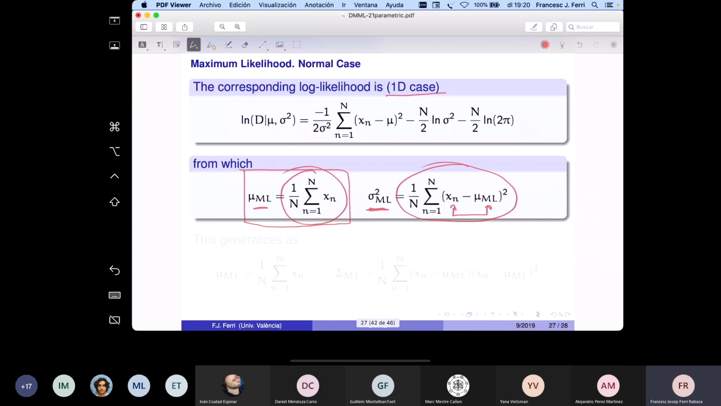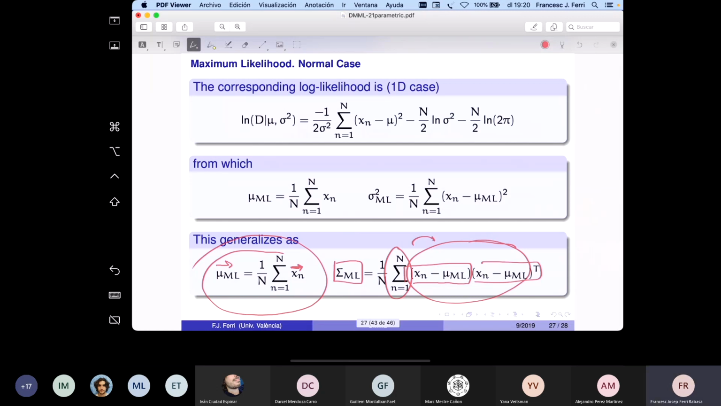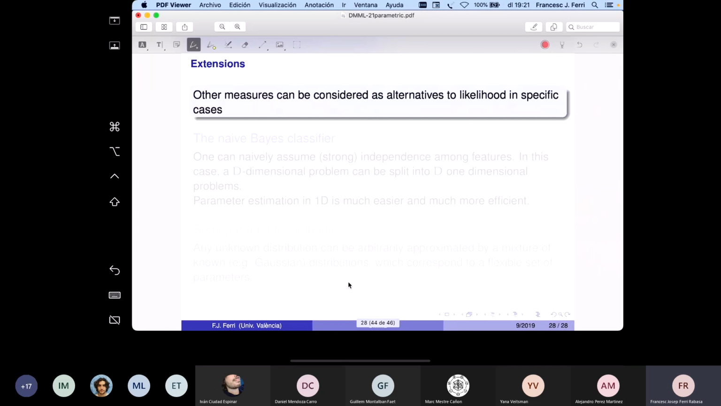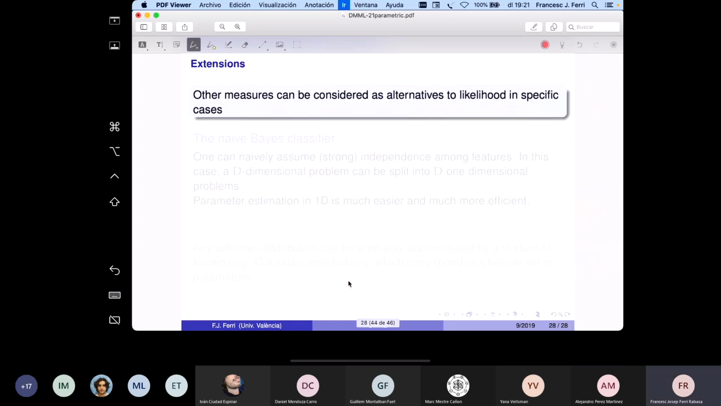And we can generalize that for any dimensions, and we obtain these expressions. In these expressions, take into account that these are vectors, and that this is a matrix. So here we have a vector by vector, which is a matrix. And this is a sum of matrices. This way of estimating the covariance matrix is called the maximum likelihood estimate of the covariance matrix from the data. It's okay? This is not the only way in which we can estimate parameters, but this is the easiest one.